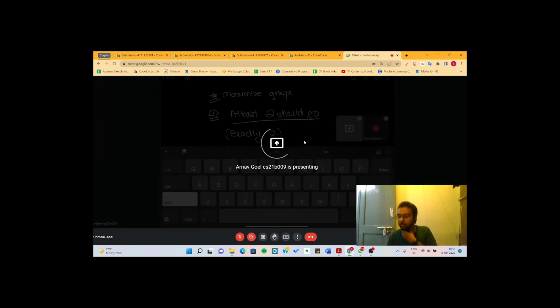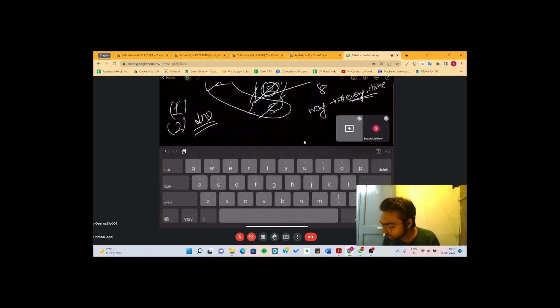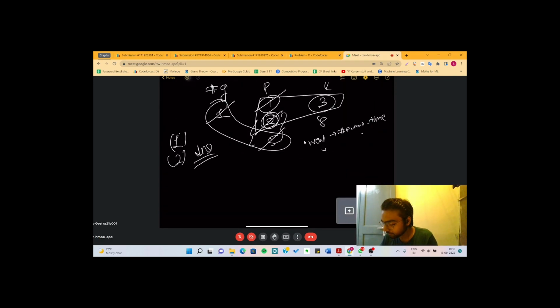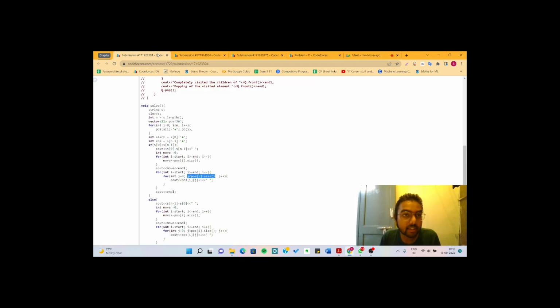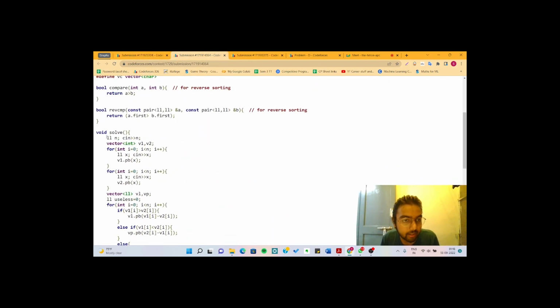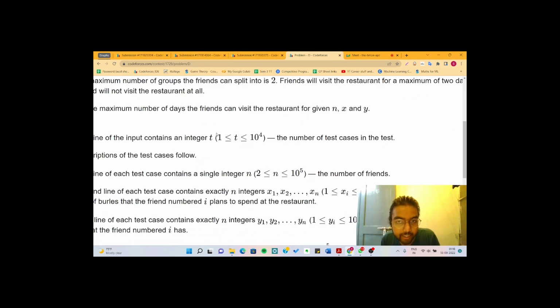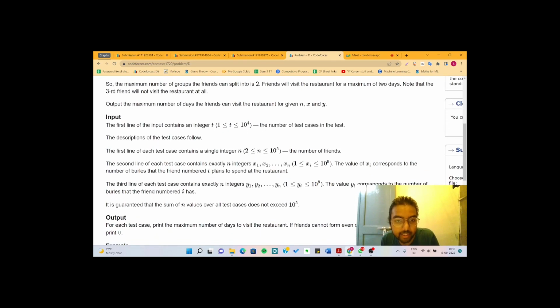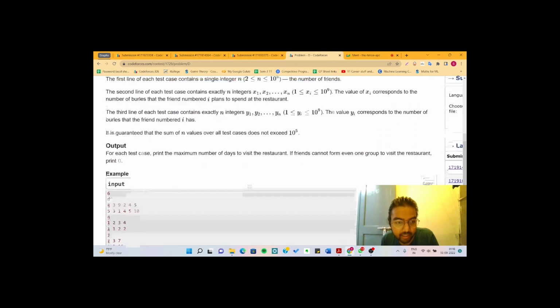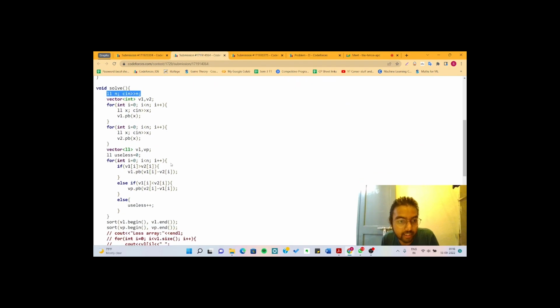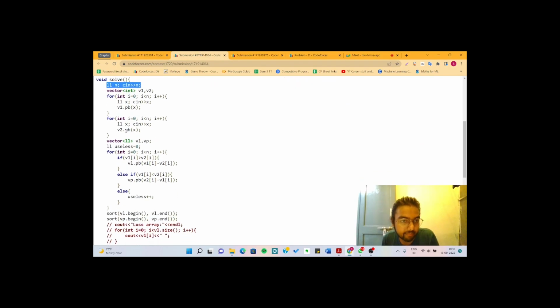Yeah, okay. So I was telling this that this will work every time. Now let's look at the code here. First, we'll input n, the number of friends we have. Then we'll have xi and yi. Those will be the inputs.